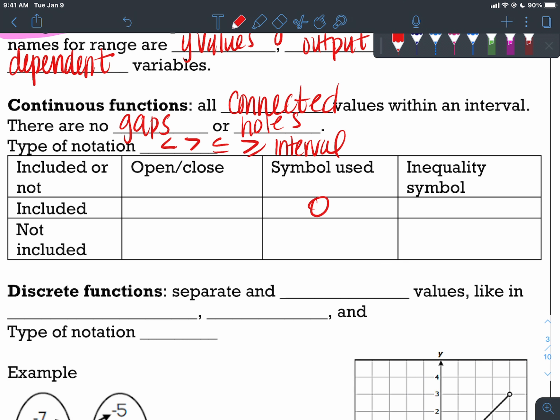Okay, so I can have two different kinds of symbols on these graphs. So if I see a symbol like this that is filled in, sometimes called closed, we would have those with the symbols that have the extra equal sign at the bottom. However, if it's not included, it's going to be open, not filled.